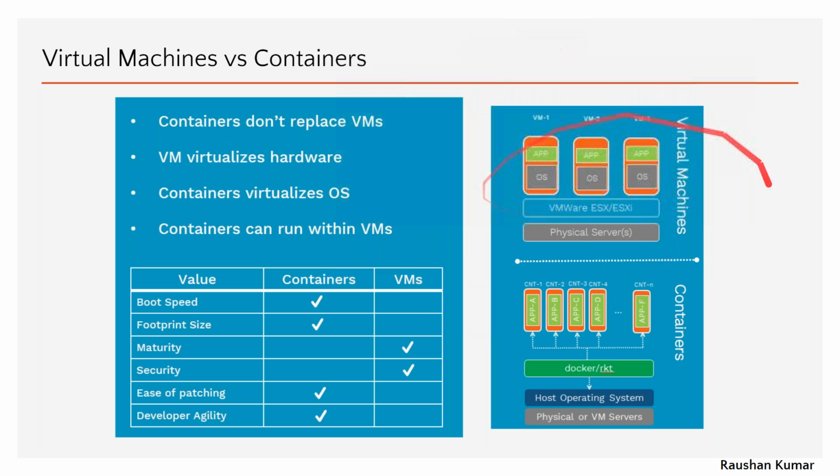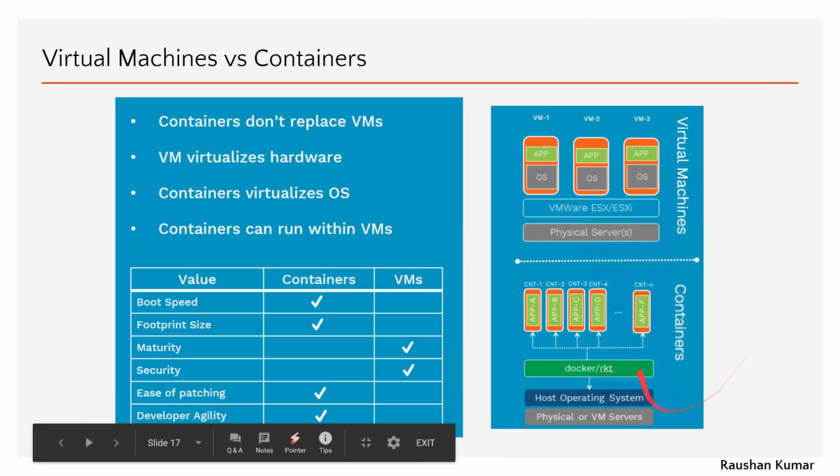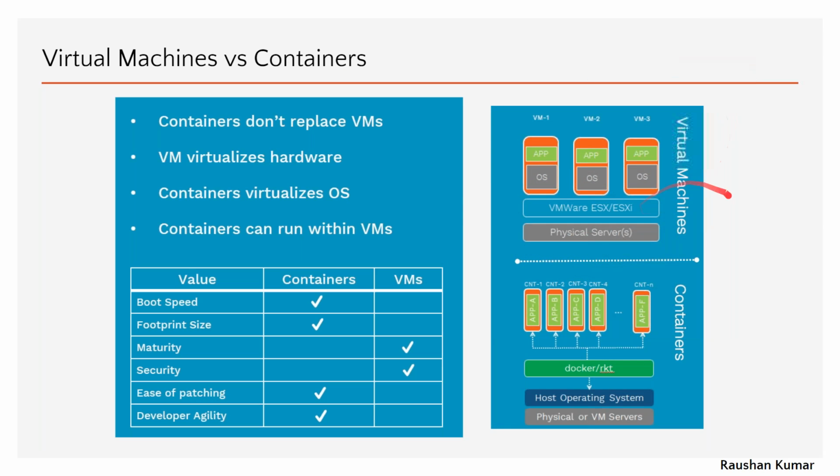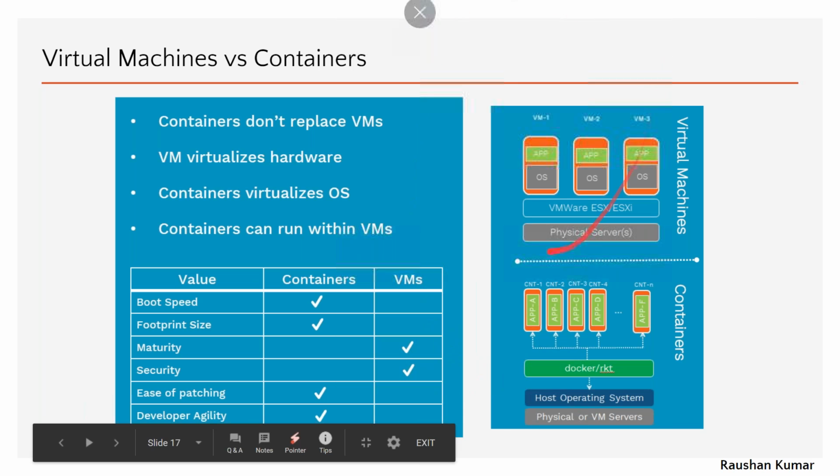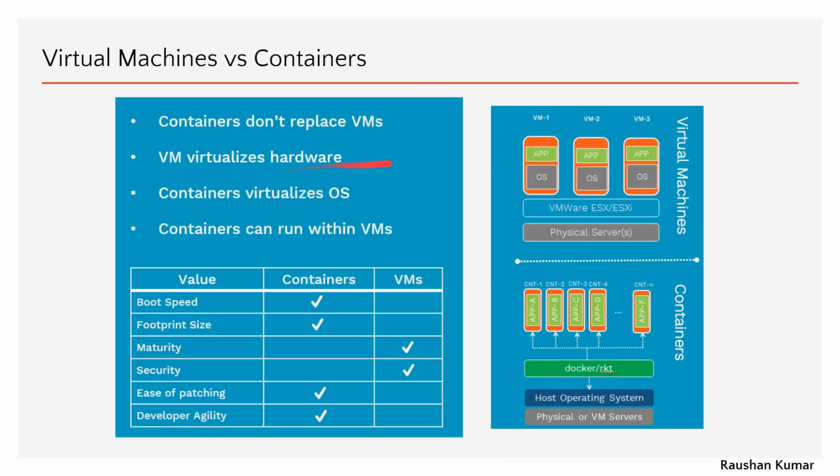Okay, so let's understand this. I have the VM here and the container here. In the case of VM, I have used this virtualization software called VMware ESX. Now I can create virtual VM1, virtual VM2, virtual VM3. I can create multiple VMs once I have this virtualization software. In the case of containers, what does it signify? That VM virtualizes the hardware. That's the important point that you should understand.